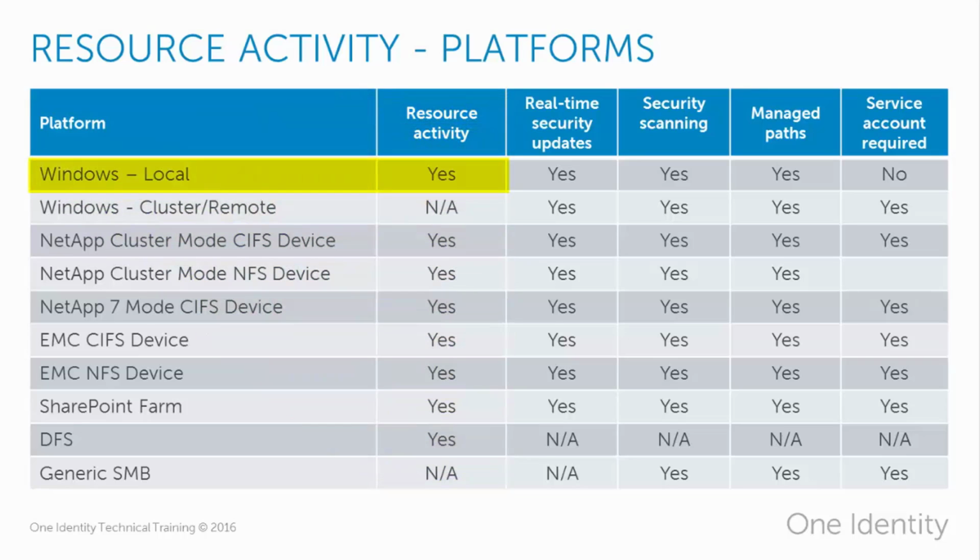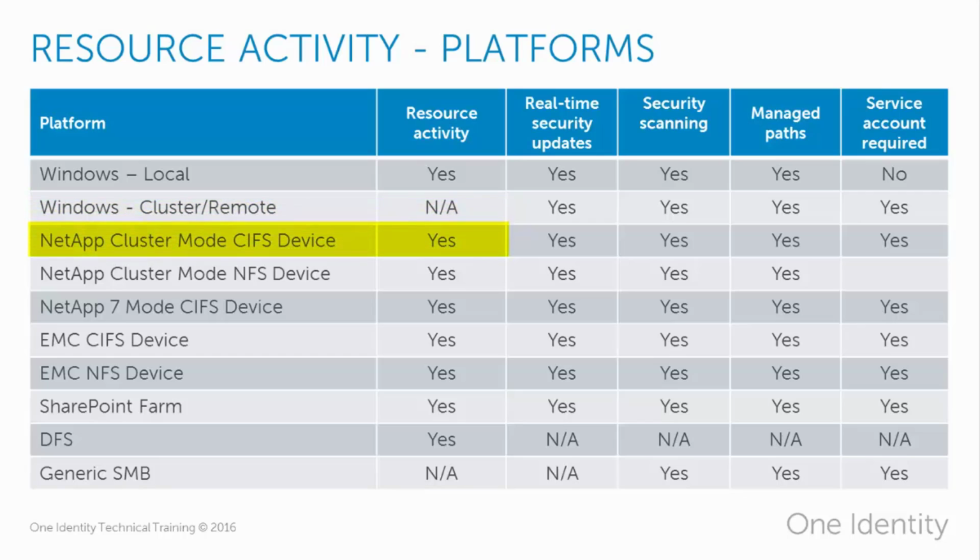Local Windows computers, yes, resource activity is fully supported. You get all activities. We deploy the agent locally, and you're good to go. Remote Windows, no, you do not get resource activity. The only exception is real-time security updates, which means we can watch for security changes remotely on Windows. But that's it. You don't get things like file opens and closes. Same thing goes for Windows clusters, which are basically like remote Windows. You do not get any resource activity with the exception of security changes.